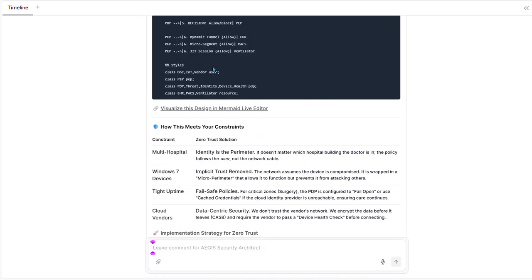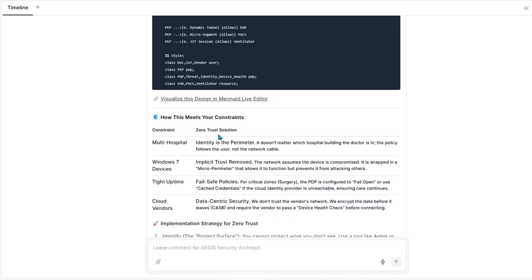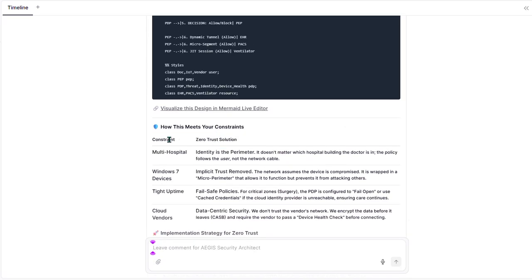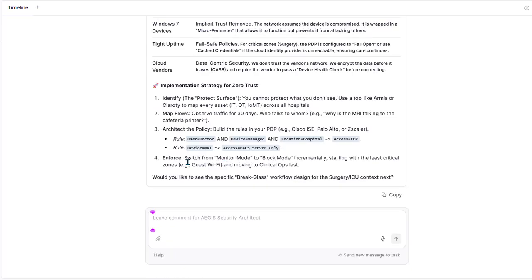And after that, it gave us how this meets your constraint, the above. So it gave a zero trust solution for the multi-hospital identity perimeter. It does not matter which hospital building the doctor is in. The policy follows the user, not the network cable. So on and so forth. So we can take time to look at that together.